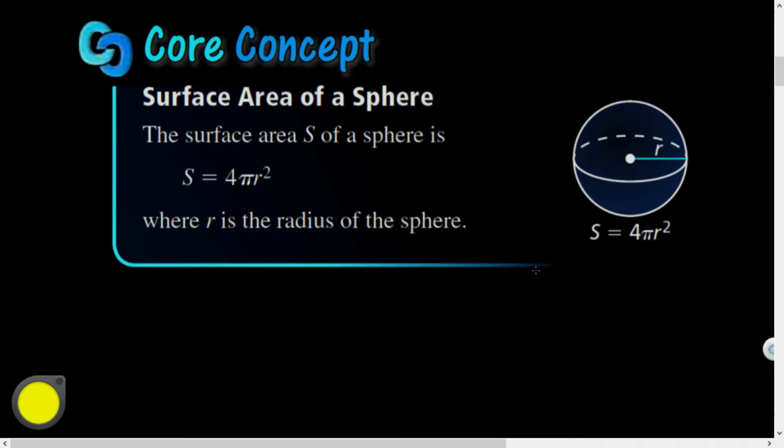So, surface area of a sphere. The surface area S of a sphere is equal to 4 pi r squared. Wow, that's relatively simple, right?